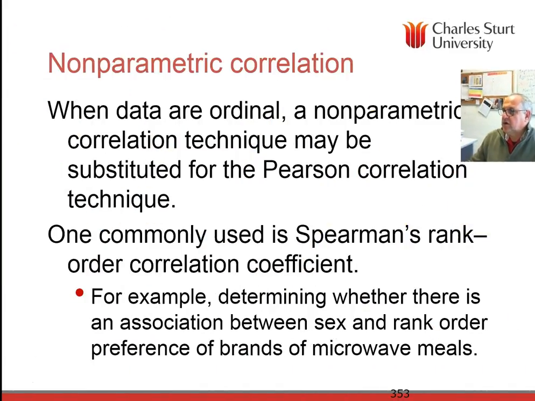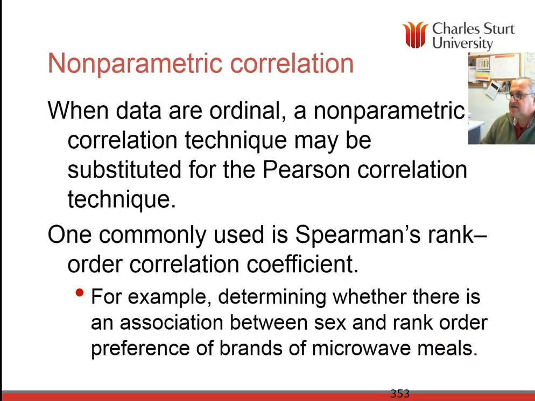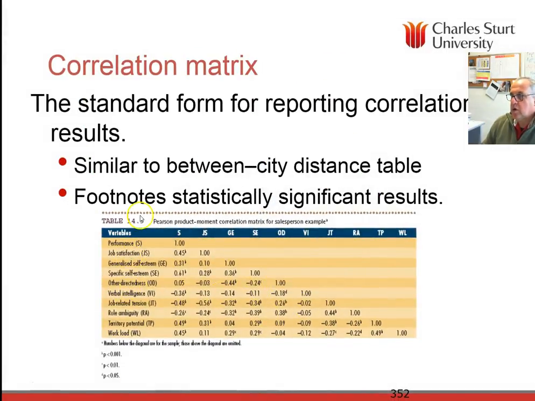Now, what do you do if you've got ranks? Well, you can use what we call the rank correlation coefficient, for the association between sex and rank order of brands of microwave meals, you can do that. Though not commonly used, it can sometimes be used as well. So again, it's important to remember that all the measures in this table were what we call interval or ratio measures.